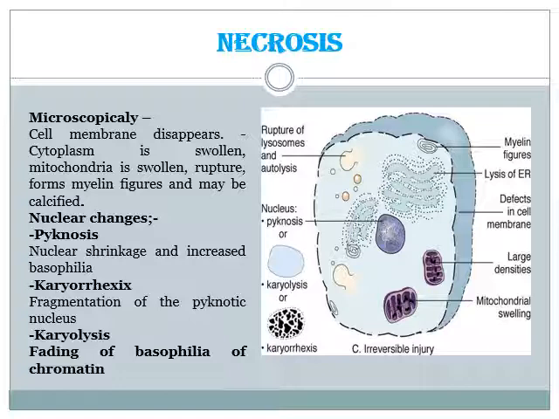Next is karyorrhexis. It means the fragmentation of the pycnotic nucleus. It means the nucleus breaks down into big parts. In karyolysis, these big parts break down into smaller ones.